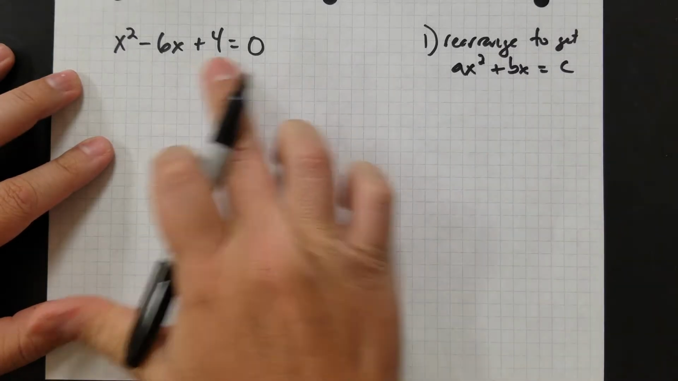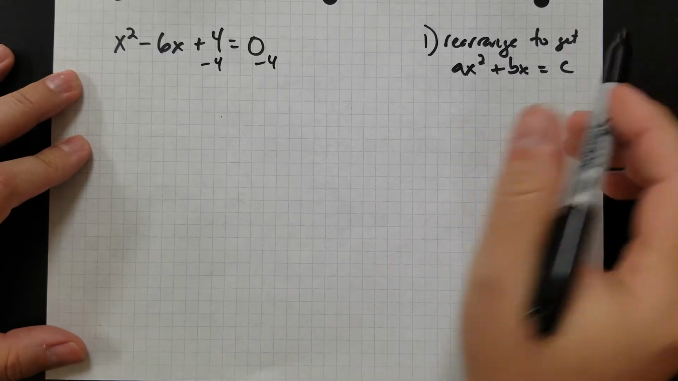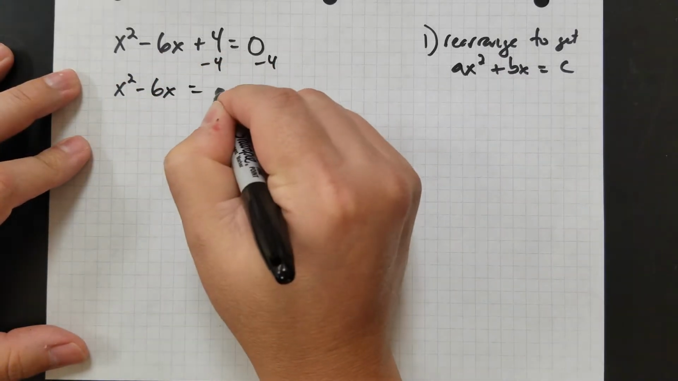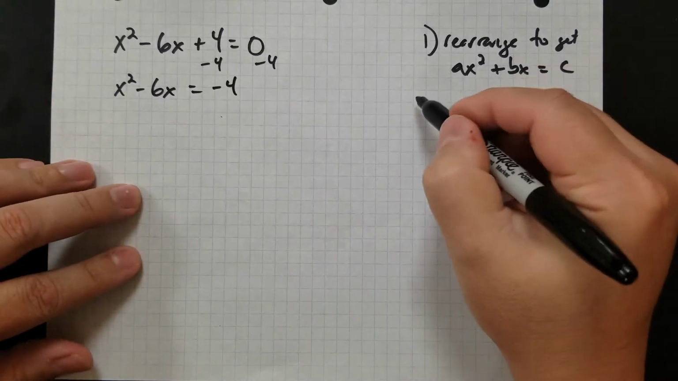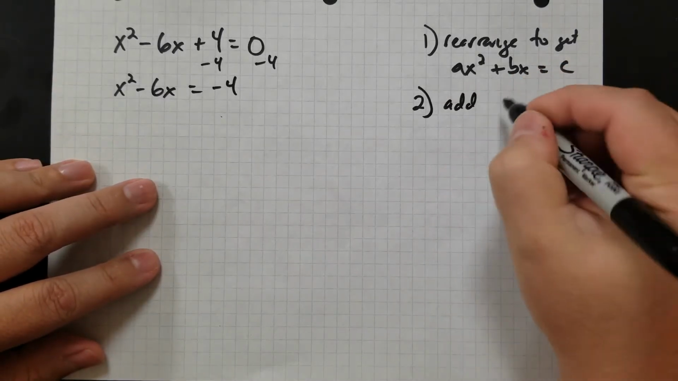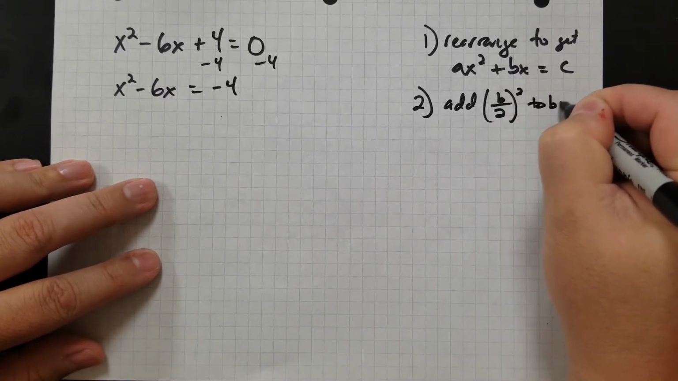So I need to get the 4 to the other side, and that's easy. I can just subtract 4 from both sides. Now I have x squared minus 6x equals negative 4. Once you've done that, your second step is to add b over 2 squared to both sides.